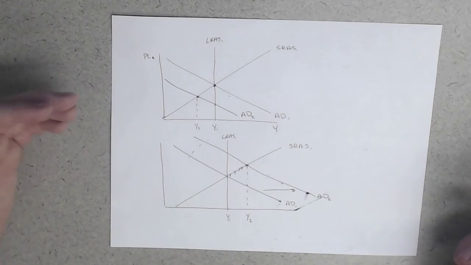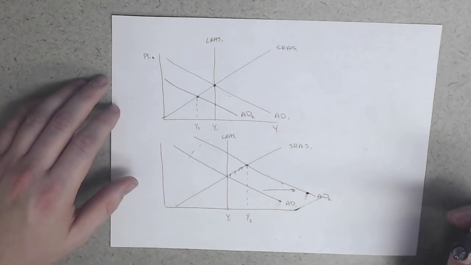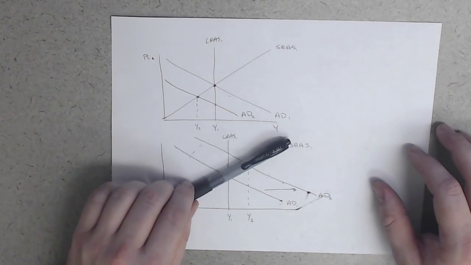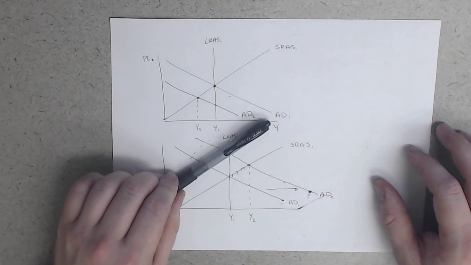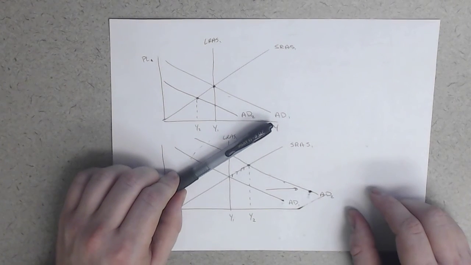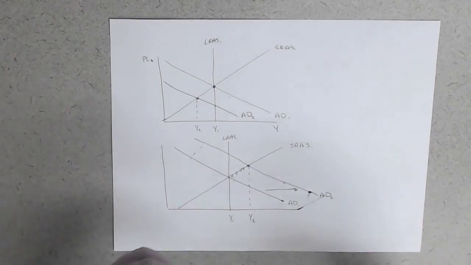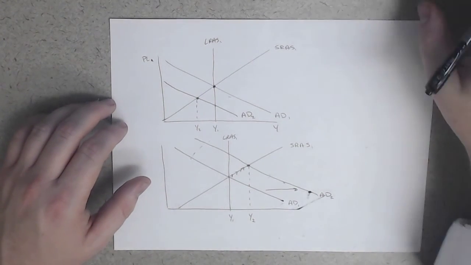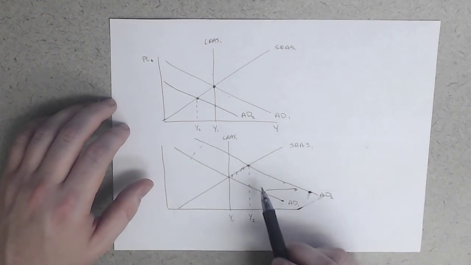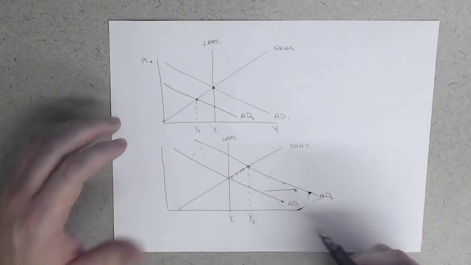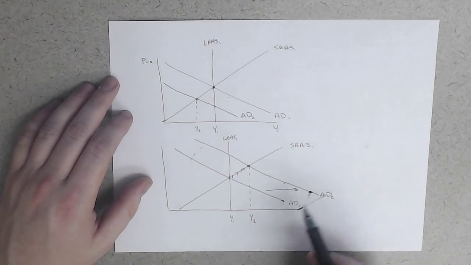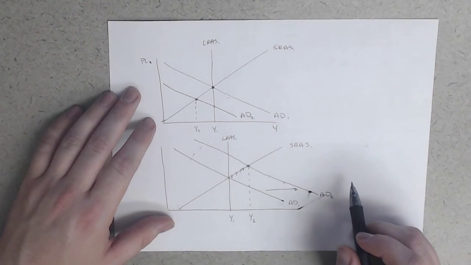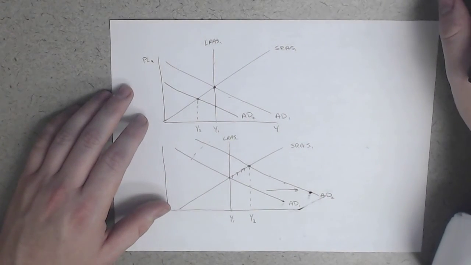Now again, this can be fixed through the automatic adjustment mechanism by allowing wages to rise and the price of inputs to rise, which would shift short-run aggregate supply to the left. But we're going to do the aggregate demand management approach, and here we want to either decrease government spending or increase taxes. Essentially, in this scenario, we want to run a surplus, and that would reduce aggregate demand and shift it over to the left.